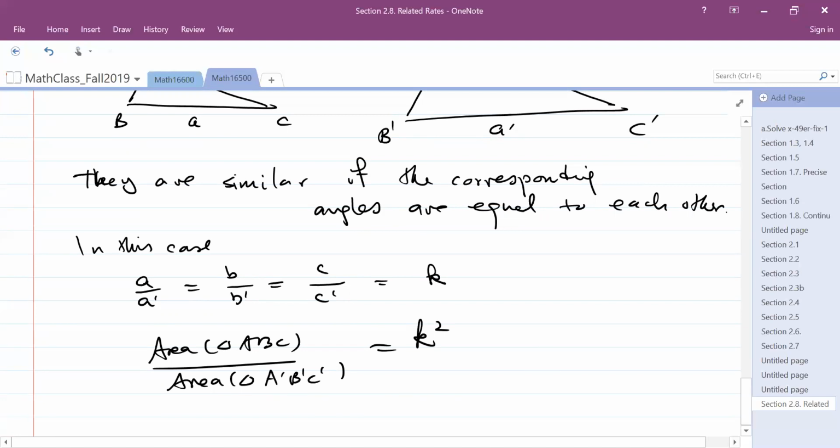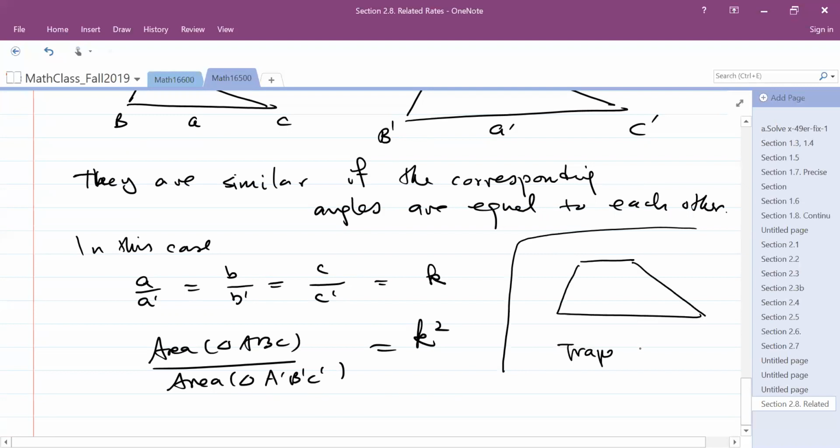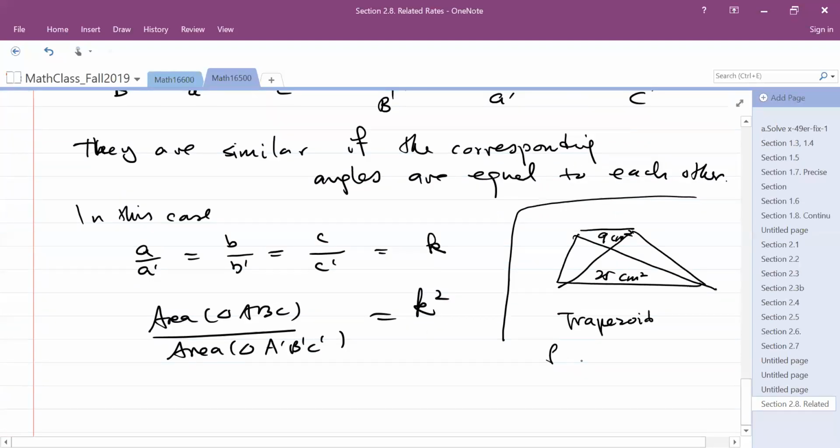There is an interesting problem for fun you can look at. I'm not sure you can do it. This is a trapezoid. You draw two lines, and you find out that here's 9 square centimeters area, and that's 25 square centimeters. Find the area of the trapezoid.